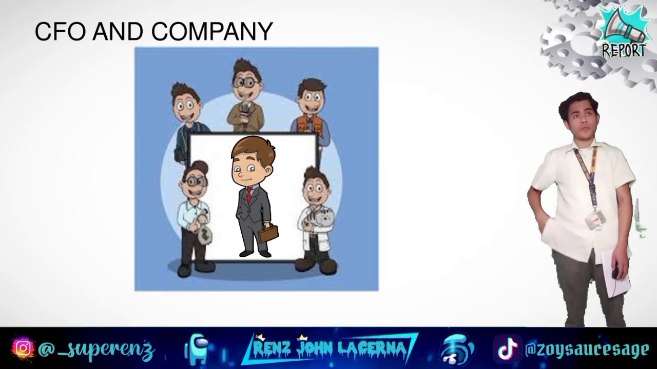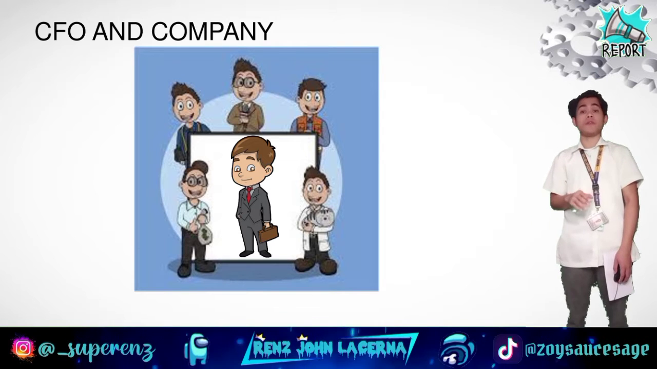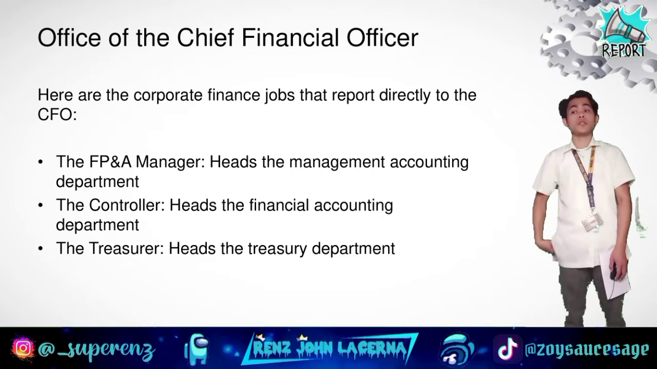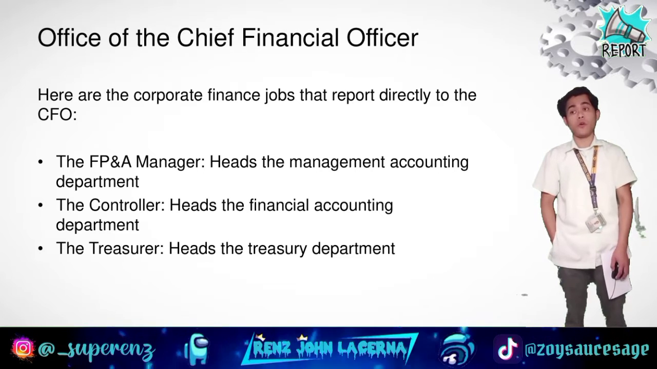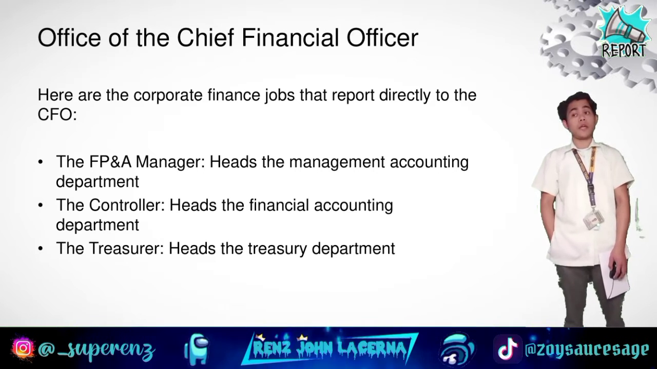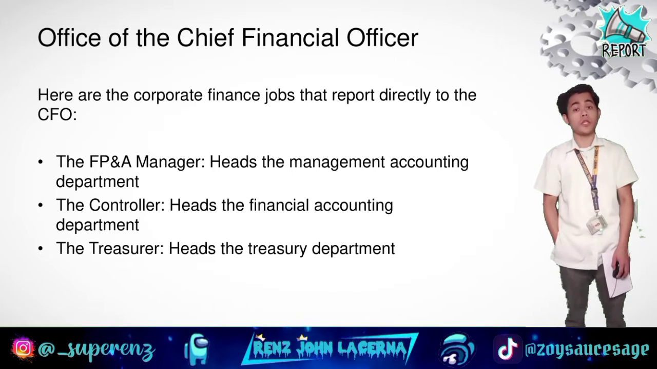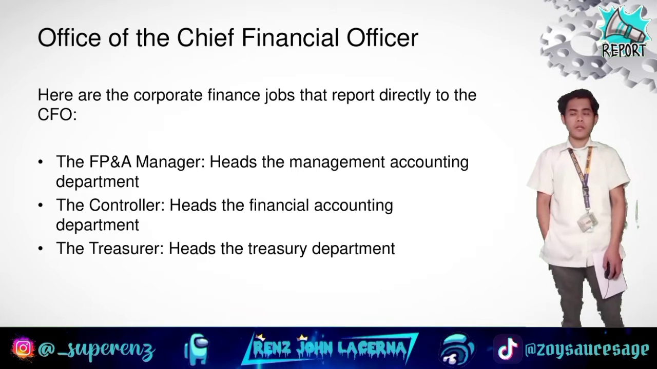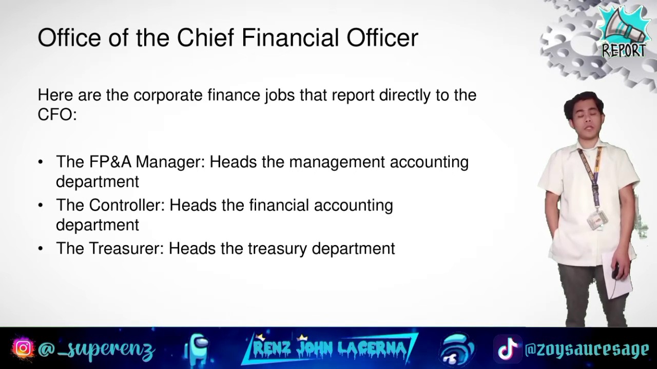So I want to discuss to you how the office of the Chief Financial Officer works. So here are the corporate finance jobs that report directly to the CFO. The FP and A manager heads the management accounting department. The controller heads the financial department. The treasurer heads the treasury department.